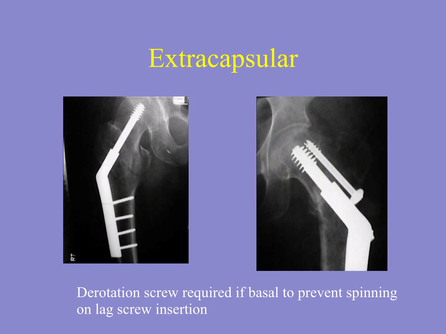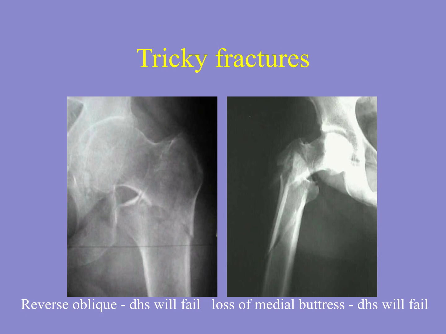There are some types of fractures for which a DHS may have problems. The so-called reverse oblique fracture has a fracture which runs in the opposite direction to the normal fracture, which runs from the greater trochanter to the lesser trochanter. It's not necessary that DHS will fail in this circumstance, and some clinical studies indicate that a DHS is perfectly acceptable. However, there is a mechanical risk that this could fail.